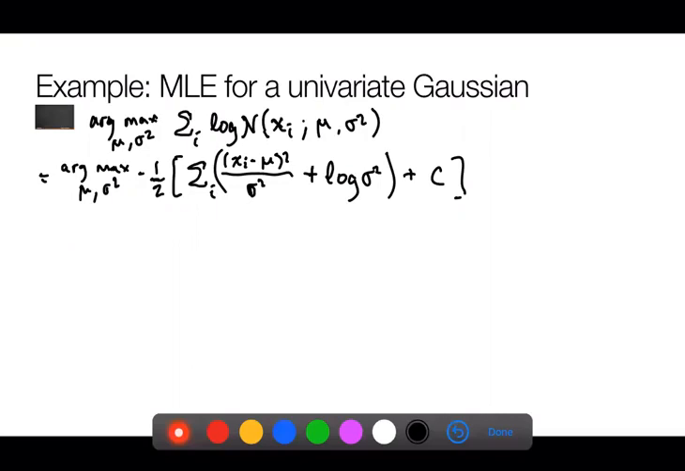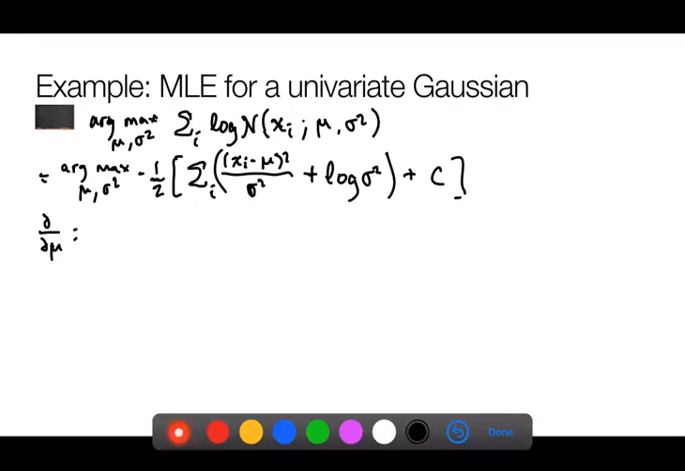In that way I'm able to simplify the expression a little bit, which is useful because what I'm trying to do here is take partial derivatives and set them equal to 0. I don't want all these extra terms hanging around, which are not going to affect the derivative anyway. So let's do that. Let's take some partial derivatives and set them equal to 0. What is the partial derivative with respect to mu?